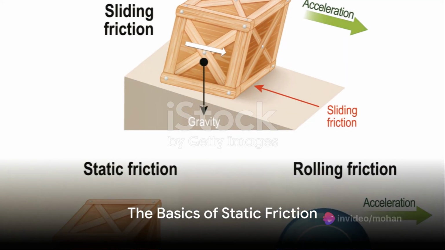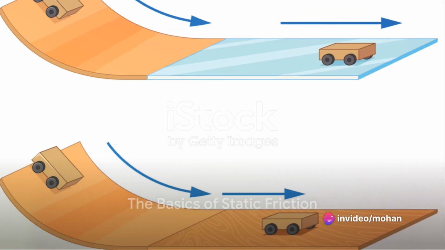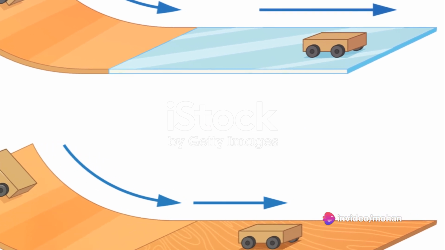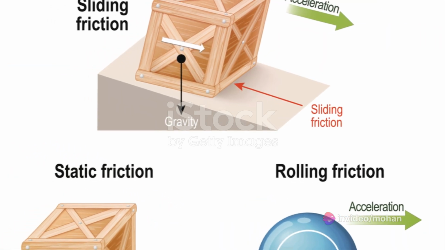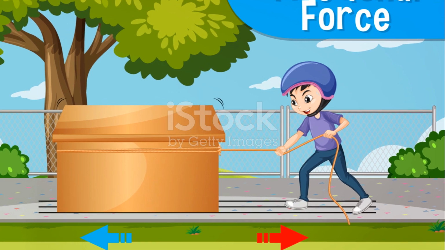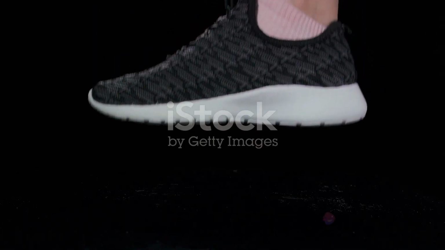Static friction, in the most basic terms, is a force that resists the initiation of sliding motion between two surfaces. It's the reason why you need to push a bit harder to get a heavy object moving from a standstill. It's also the reason why your shoes don't slip on a dry surface.